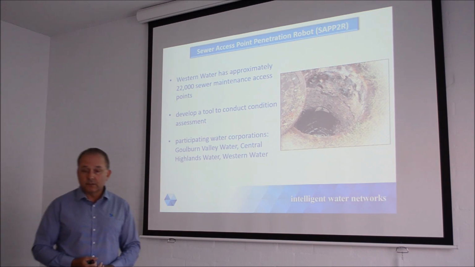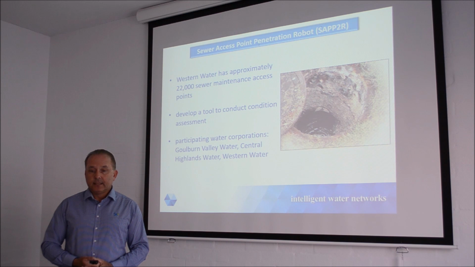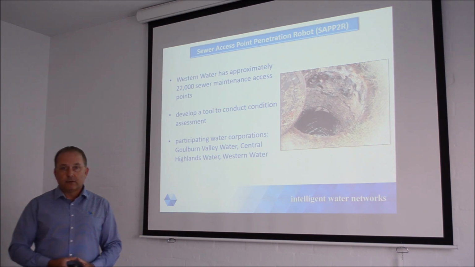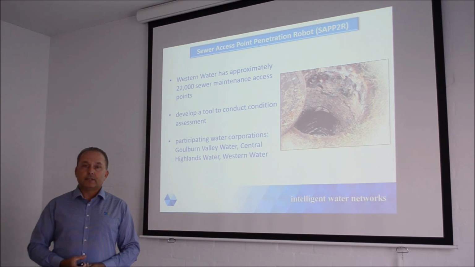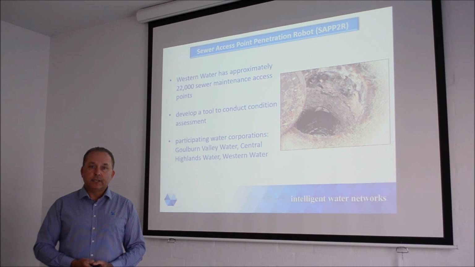The next device I'll talk about is a sewer access point penetration robot. This technology goes off the same theory as the sewer concrete pipe tester. So what we're doing now is we're testing the integrity of sewer access points, manholes so to speak. So you can see here that Western Water's got roughly 22,000 sewer access points within its network. And what we want to do is we want to understand their condition and also prioritise their remediation work.